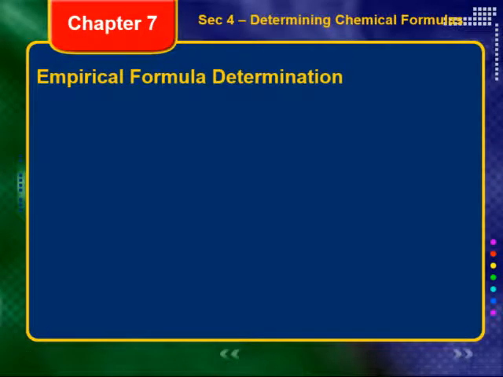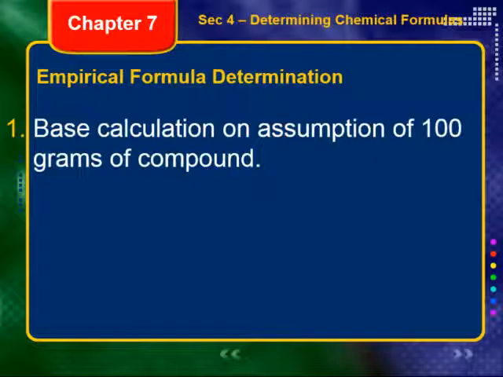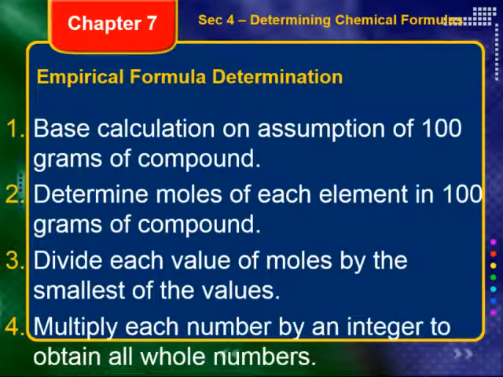Here we go. So let's start by establishing the empirical formula. There are a few things that you need to do in order. First, you're going to base any of your calculations on the assumption that you have 100 grams of the formula. Second, you are going to determine the moles of each element in 100 grams of that compound. Third, you're going to divide each value of moles that you just calculated by the smallest of all the values of the moles. And 4, multiply each number by an integer, meaning a whole number, to obtain all whole numbers.